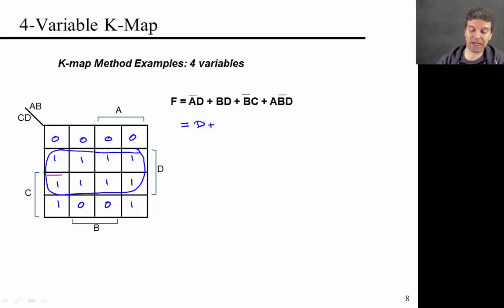So in this particular case, you can draw a circle that looks something like this. It's within C and not B, and it crosses the A and B boundary. So this is C and not B. Okay? So again, circles can wrap around edges.